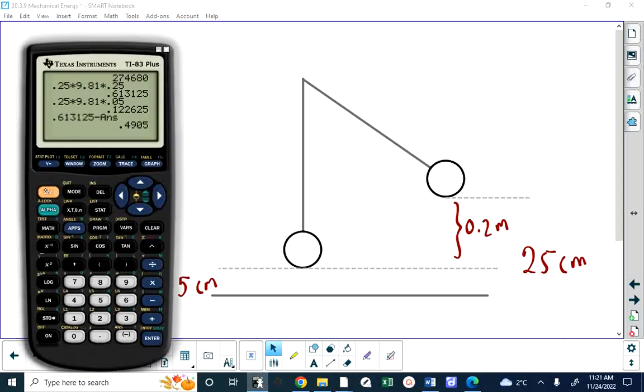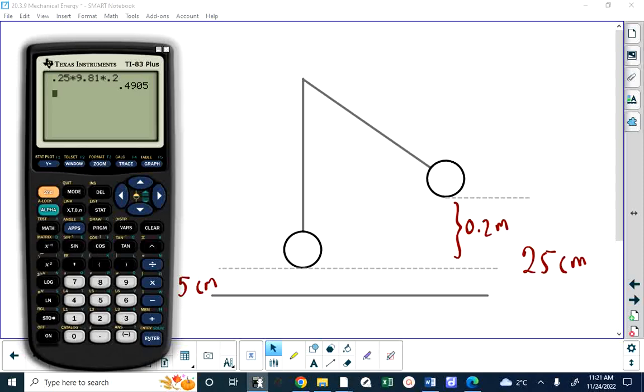It would have been 0.25 times 9.81 times 0.2. Are you with me? 0.25 times 9.81 times 0.2. Are you with me?